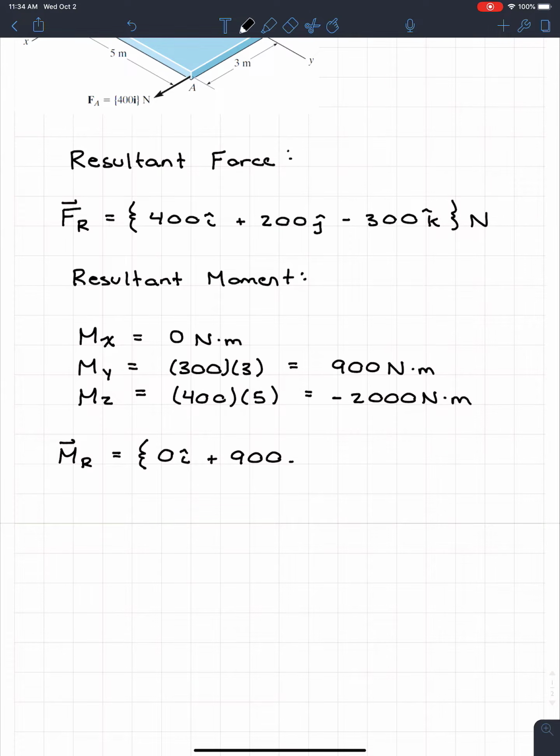So this is for My. And then minus 2000k. And we can end those squiggle brackets, and of course this will be newtons times meters. So far, if this was a shorter question, we'd actually pretty much be done right here already, which is really, really nice. So let's just summarize where we're at right now, what we have.